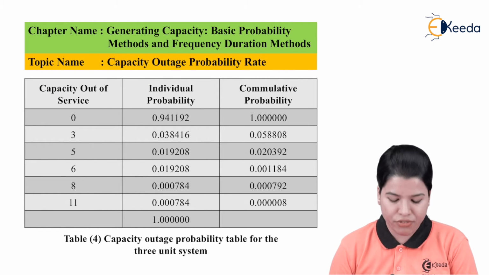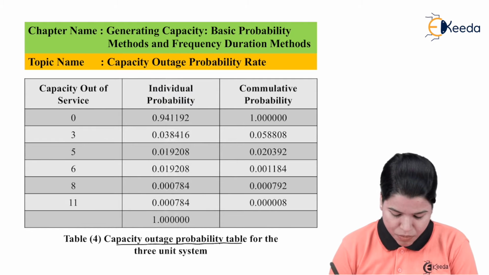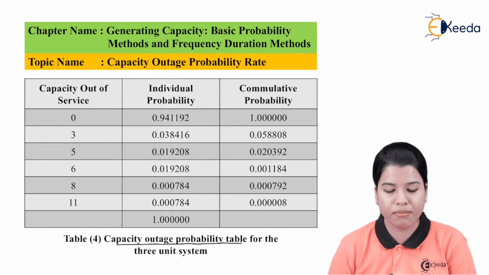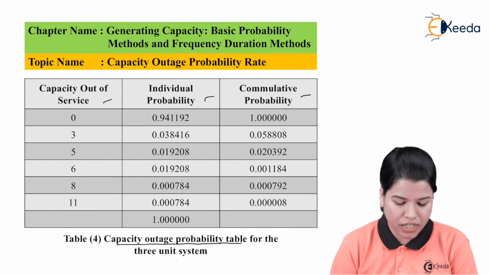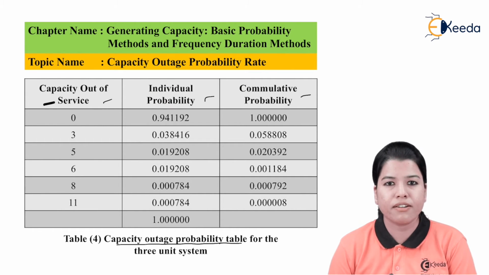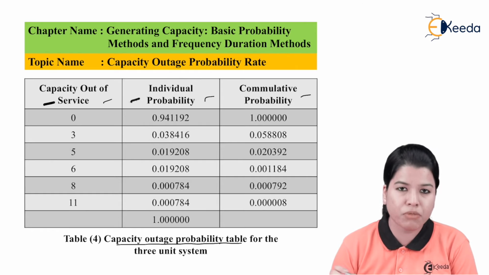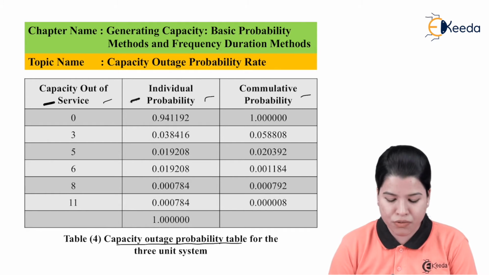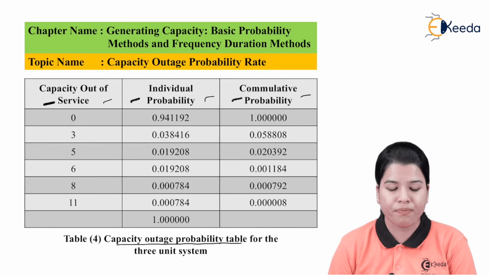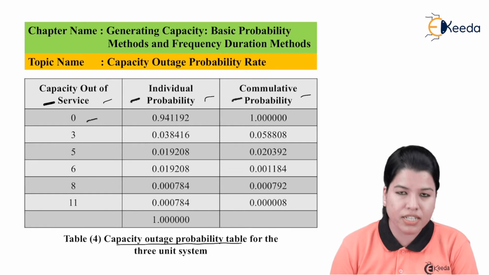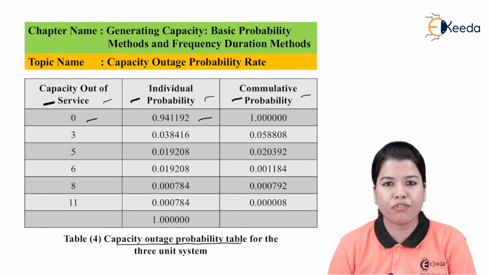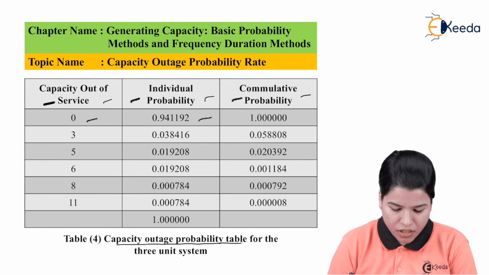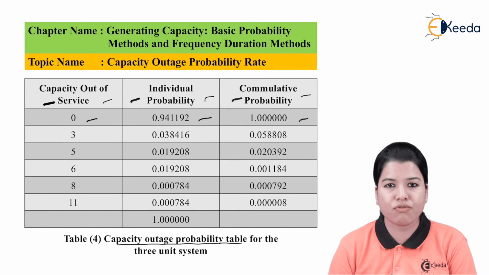So this is the table which shows the capacity outage probability for the 3-unit system. Now here there are 3 columns. First column is for the capacity out of service. Then second column is for the individual probability. And the third column is for the cumulative probability. Now if we see here, for the first, that is 0, the probability is 0.941192. Whereas the cumulative probability is 1.